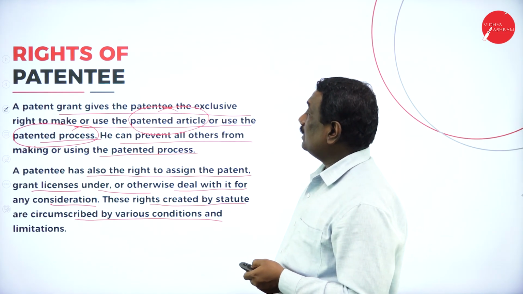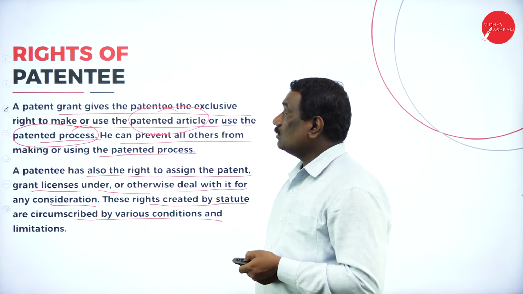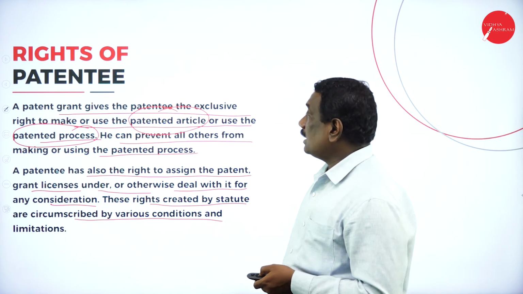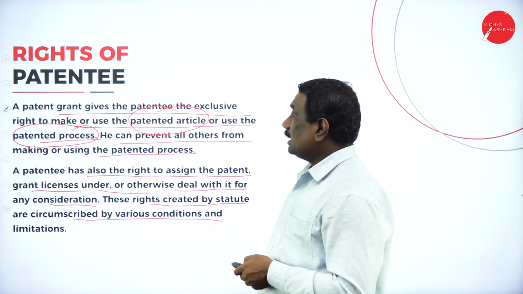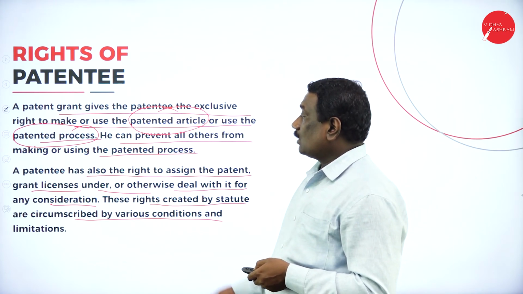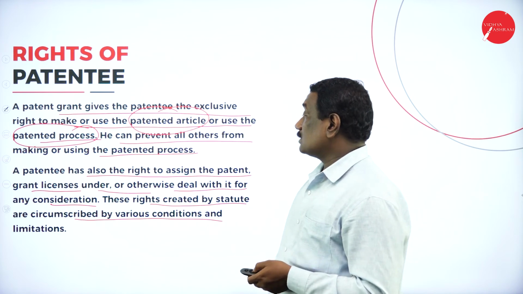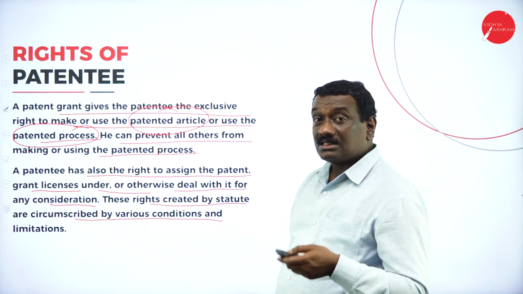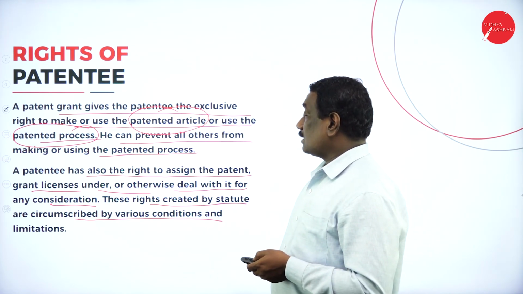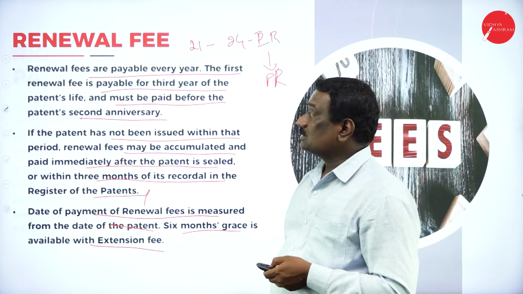Then rights of the patentee. The patent right gives a patentee the exclusive right to make or use that particular patented article or use the patented process, and he can prevent all others from making use of this patented process. The patentee also has the right to assign the patent or grant a license to another person, and to deal with it for any consideration in return. So these rights are created by statute, with various conditions and limitations.